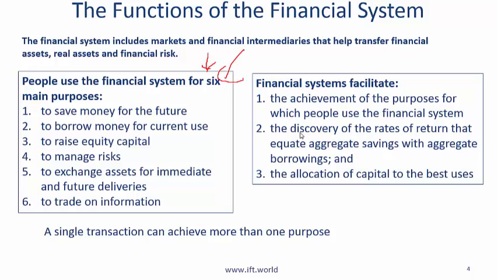The financial system facilitates the discovery of the rates of return that equate aggregate savings with aggregate borrowings. And finally, the financial system facilitates the allocation of capital to the best uses. This is also called allocational efficiency. A single transaction can achieve more than one purpose.